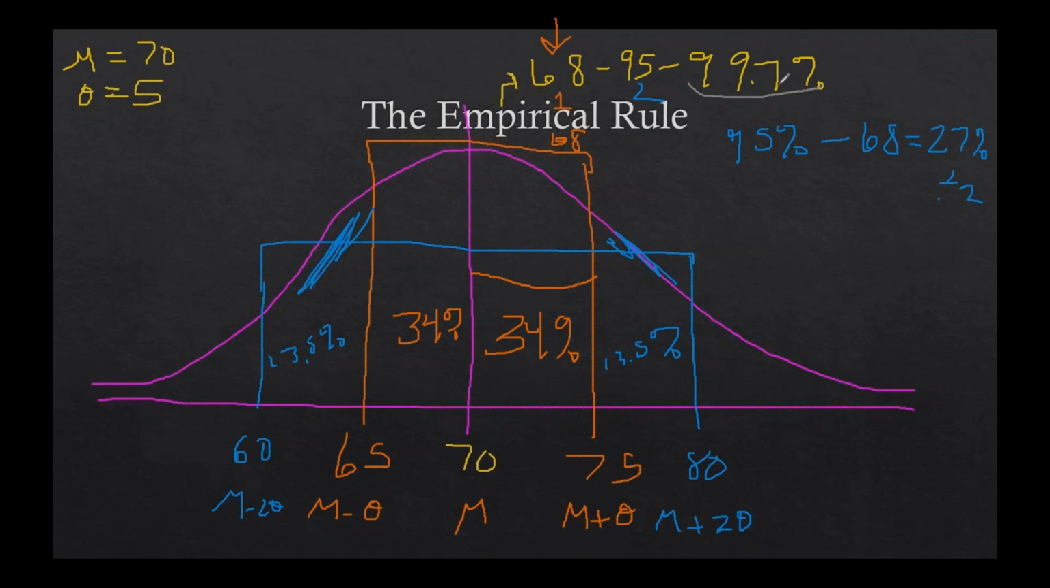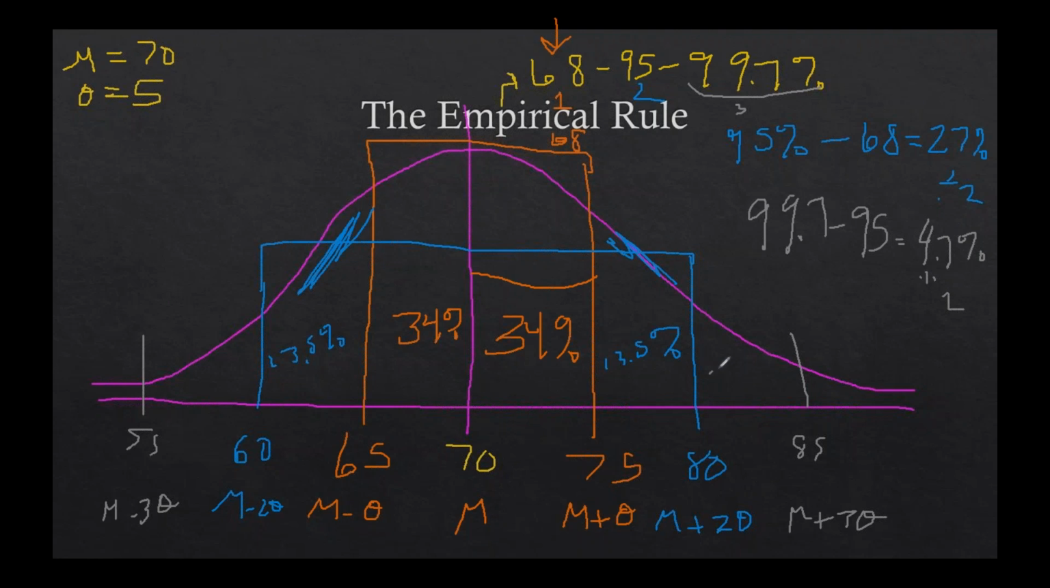Okay, and then we go to 99.7. It's the third number, so we're 3 standard deviations away. So this is 85, mean plus 3 sigma. And over here we have 55, and that's mean minus 3 sigma. Same idea. Gray to gray is 99.7. But in between that, we have the blue, which is 95. So left over, there's 4.7% unaccounted for. It's symmetrical. So we divide that by 2, and we end up with 2.35%.